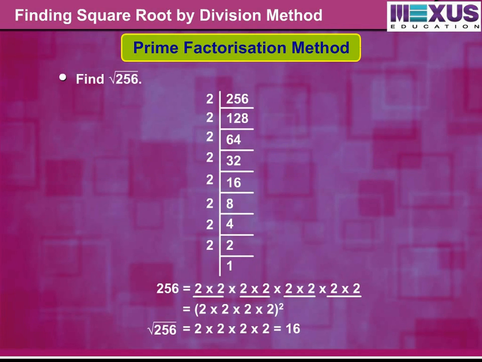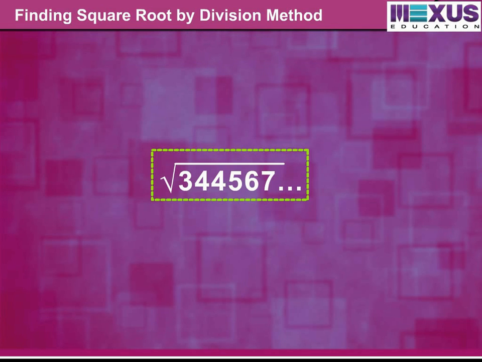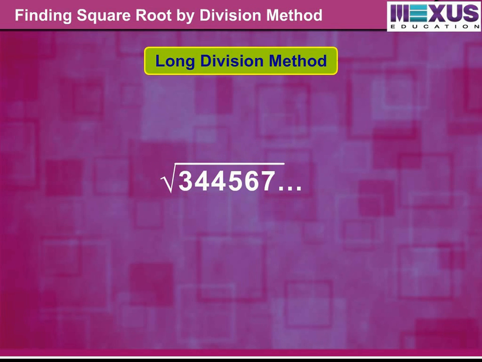Prime factorization method can be useful to find out the square root where the numbers are a bit large. But when the numbers are larger, we cannot find out the square root easily with prime factorization. So to find out the square root of large numbers, we can use long division method.